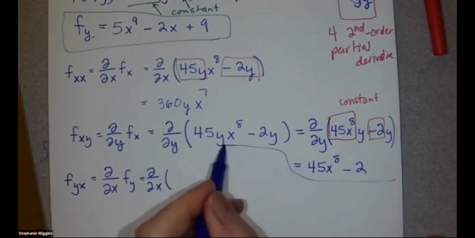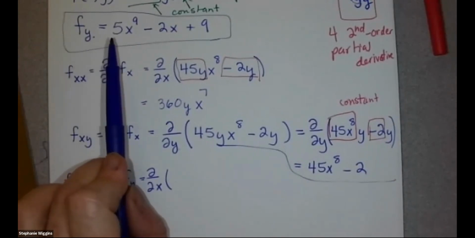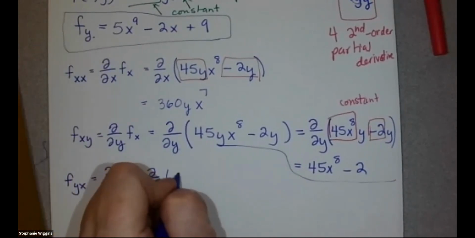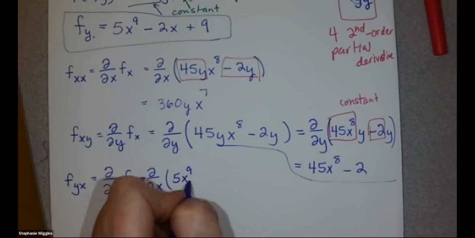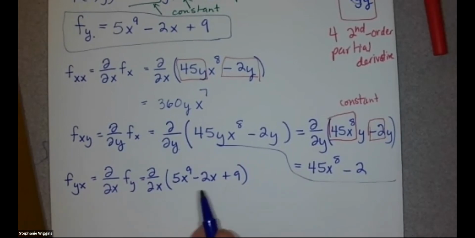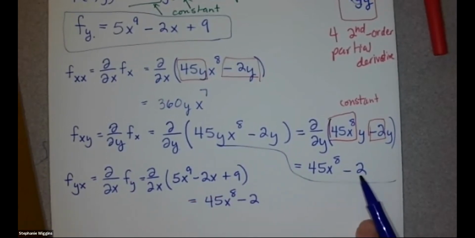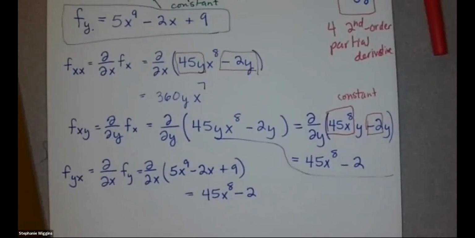I'm going to put this up like that. Okay, now I'm looking at fy. Here's fy. It's 5x to the 9th minus 2x plus 9. So y doesn't even come into play here. So you're just going to differentiate this with respect to x like you normally would. And so it becomes 45x to the 8th minus 2. And voila, you get exactly what I got here, just like I said I would. So that's kind of a neat little thing there.